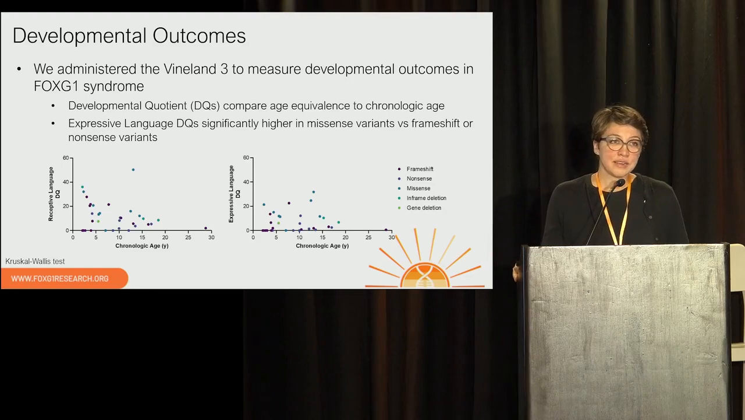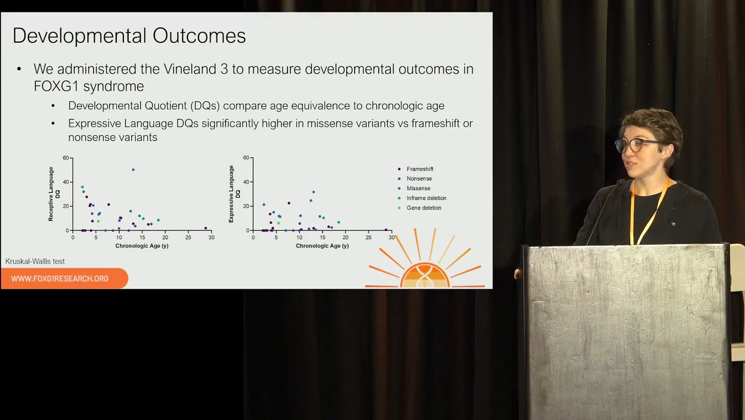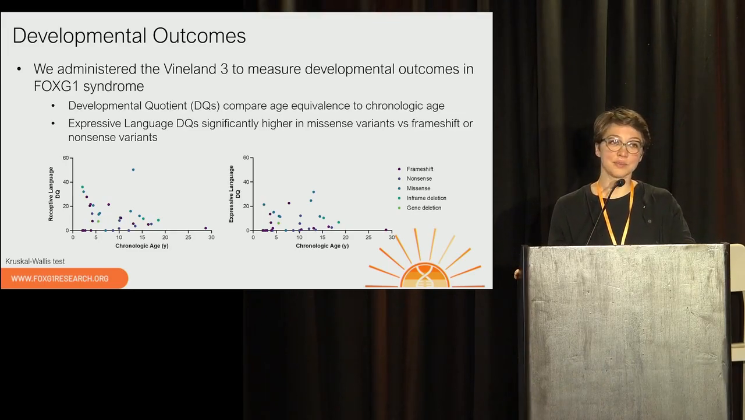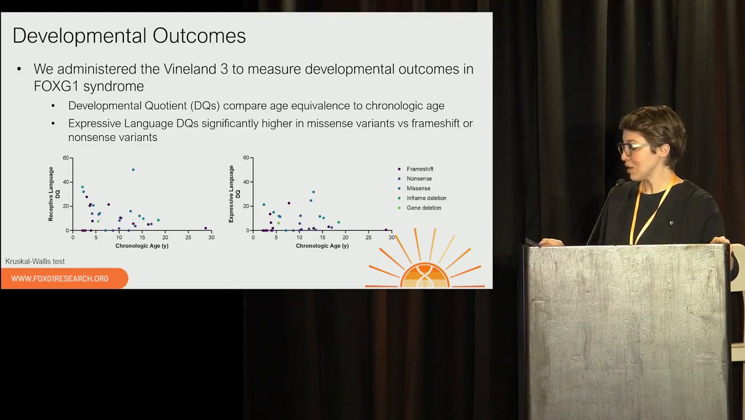So we actually have a few different ways of looking at developmental outcomes, but what I wanted to share with the group today was the results of the Vineland survey, which participants of our natural history study are completing. The Vineland measures different aspects of development or activities of daily living, and I'm sure many of you have done this either through school or through clinic or through our study.